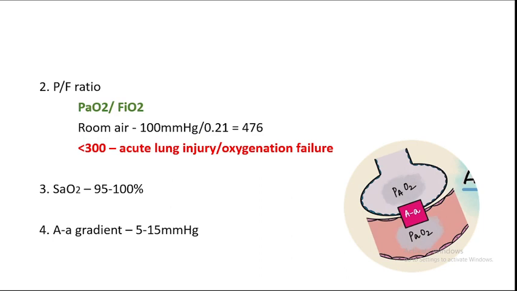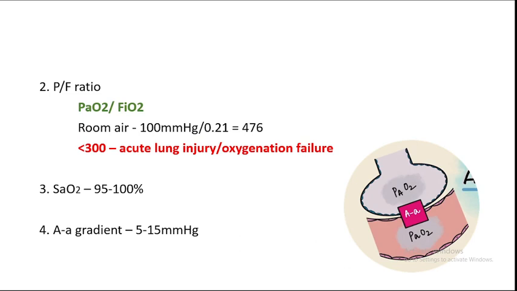The other thing that we can use is the PF ratio, that is the ratio between the arterial partial pressure of oxygen and the FiO2. So, if someone is breathing room air again, 100 divided by 0.21, it will be roughly equal to 450. But if a patient has a PF ratio of less than 300, that patient has some oxygenation failure. There is some problem in the patient's oxygenation.